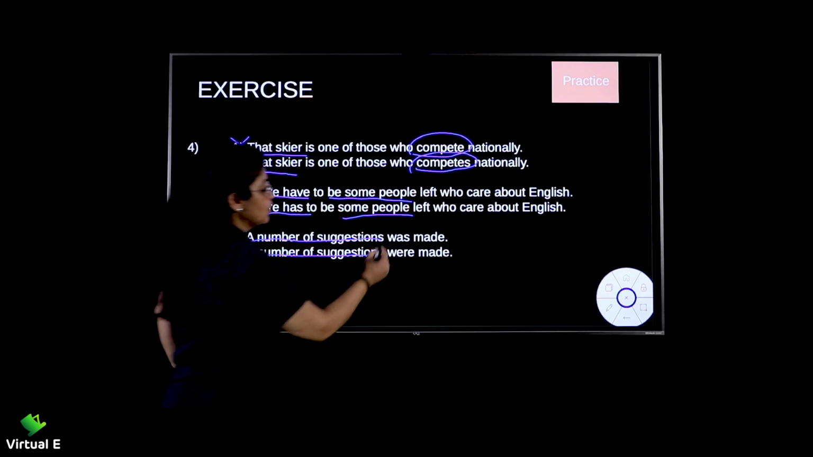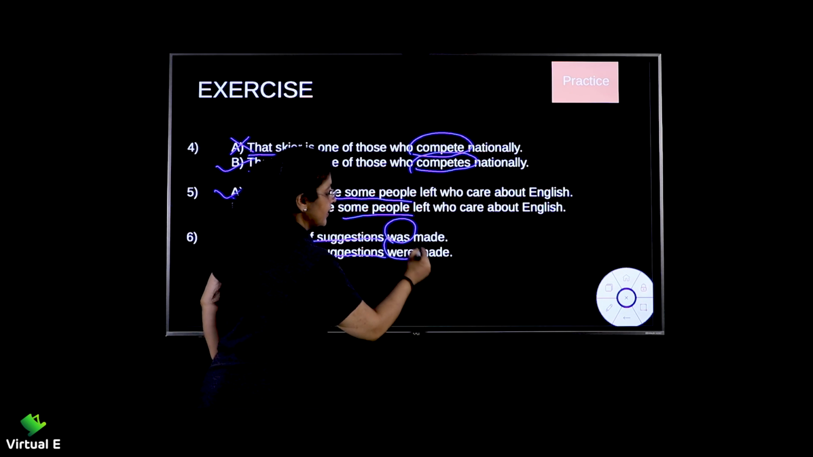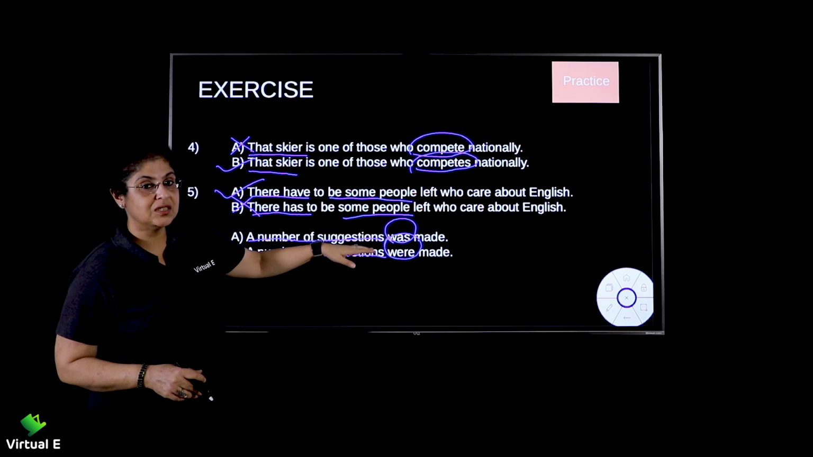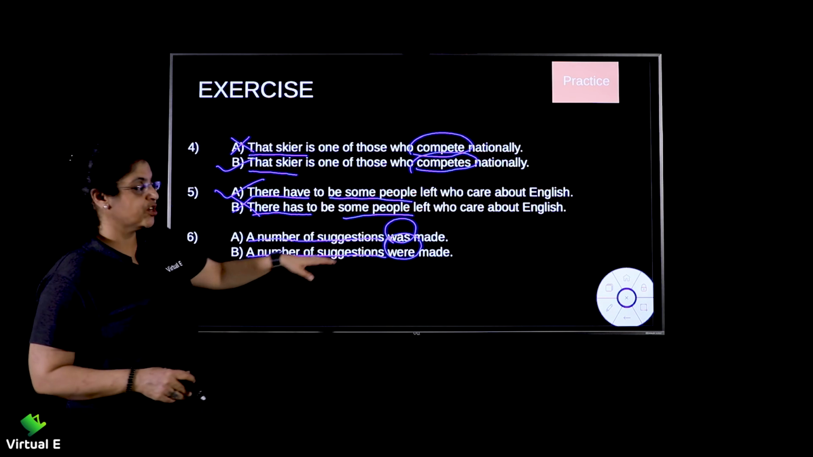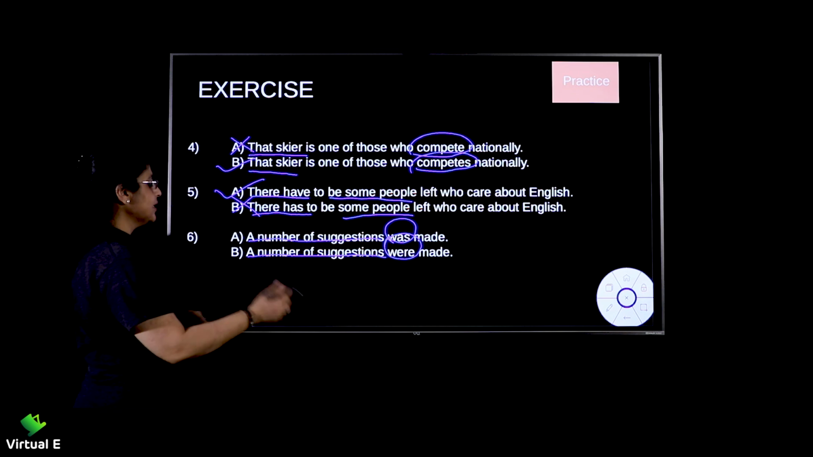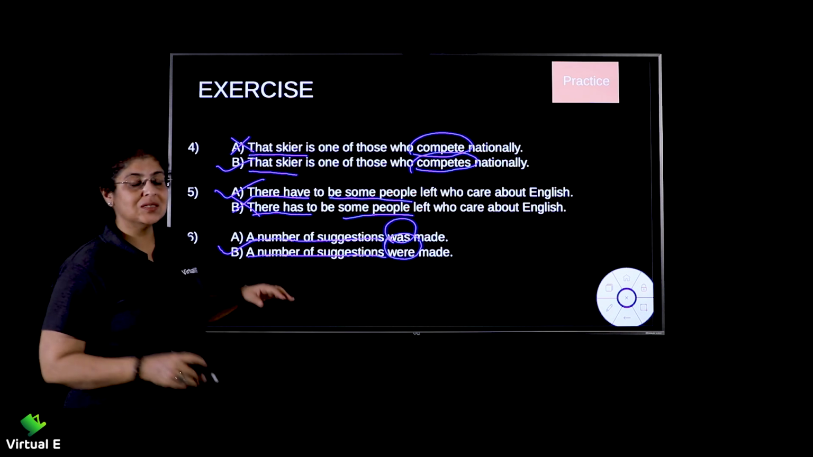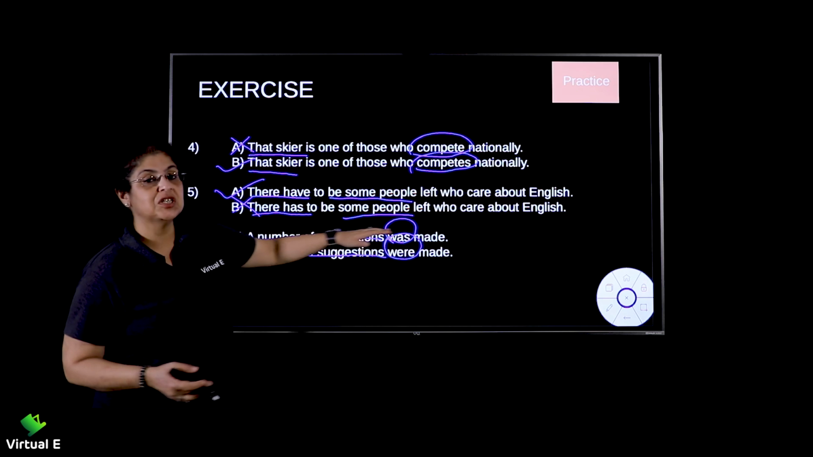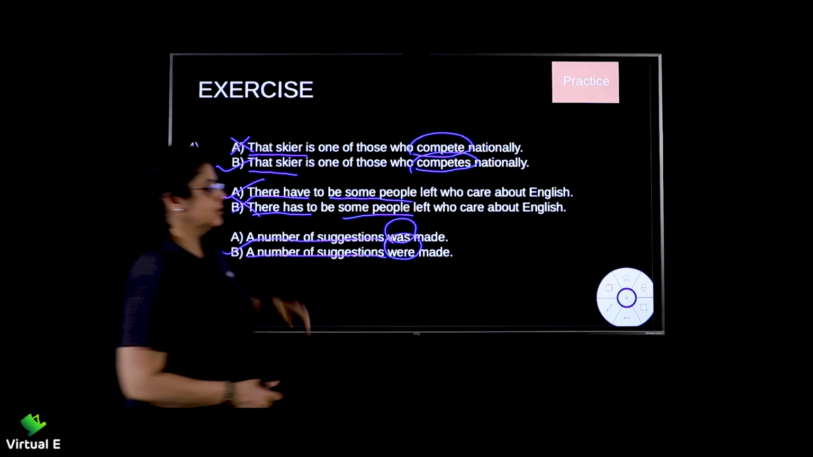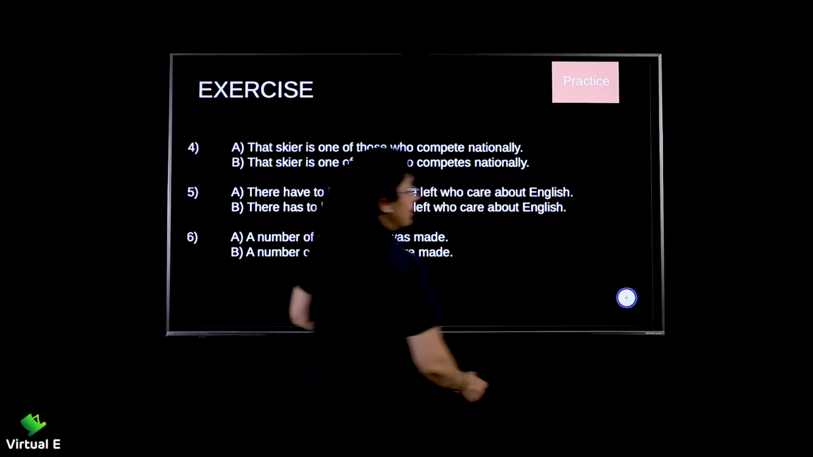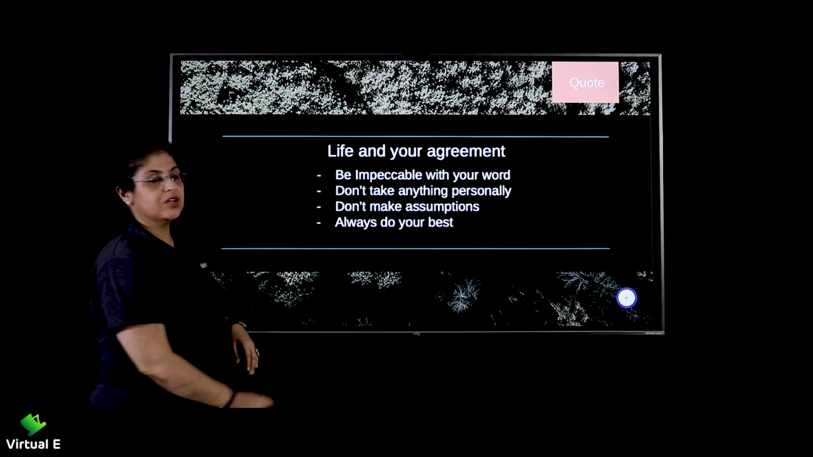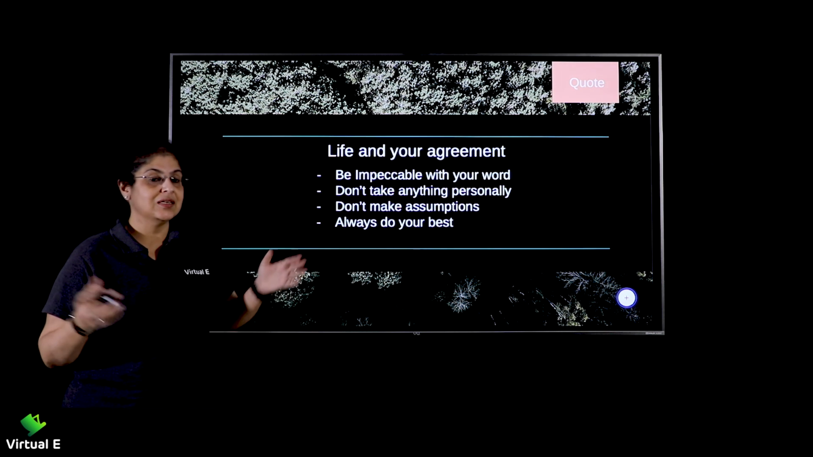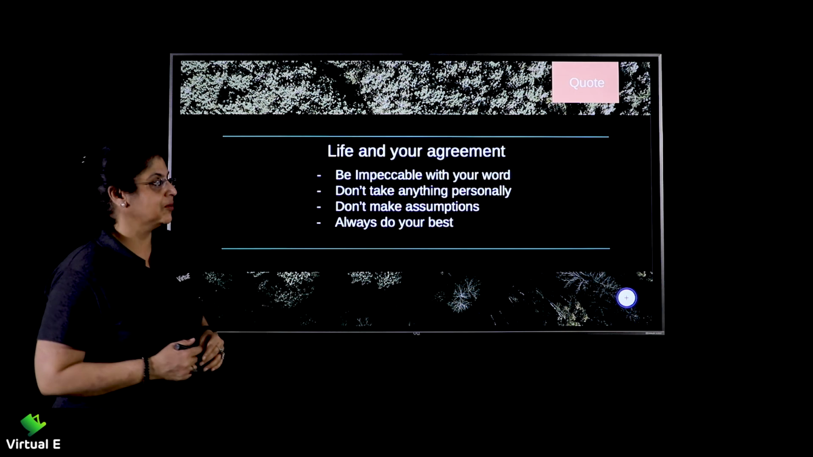And here, what is your verb? Was and were. So which one is it? A number of suggestions was made, a number of suggestions were made. Obviously it is were. Why? Because it is a number, it is unspecified, right? So suggestions were made. Now that brings us to the end of this chapter, which requires a lot of brushing of the rules, but then once it's done, it has a lasting impact, right?